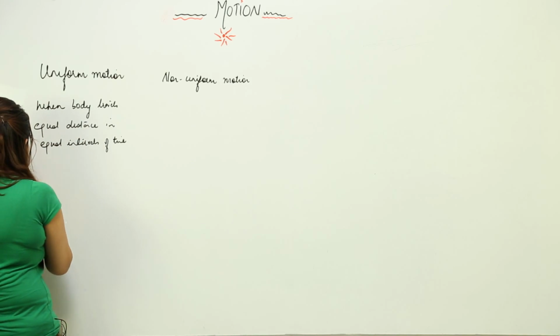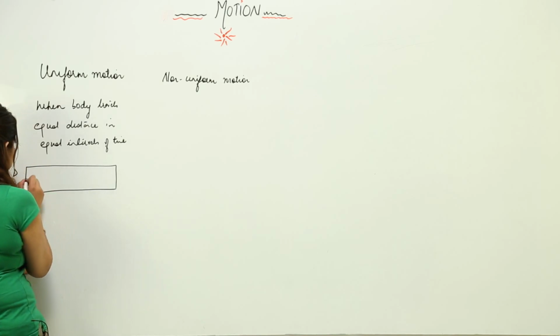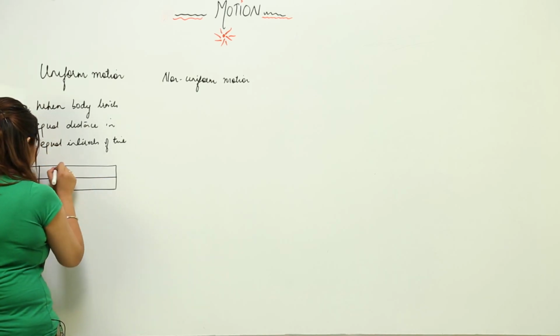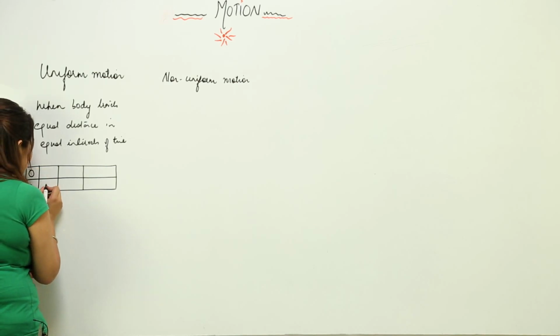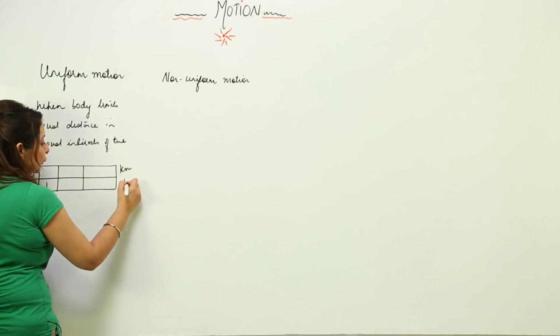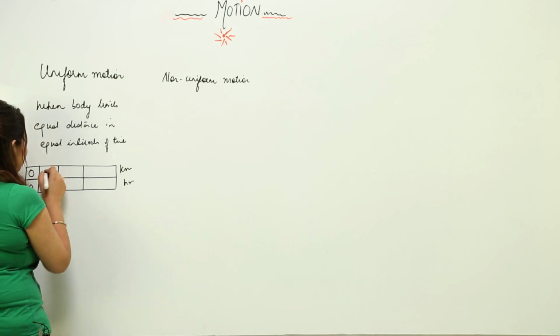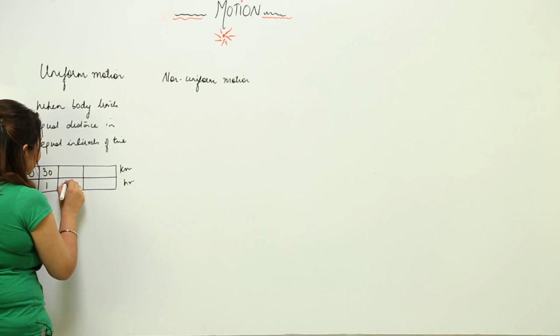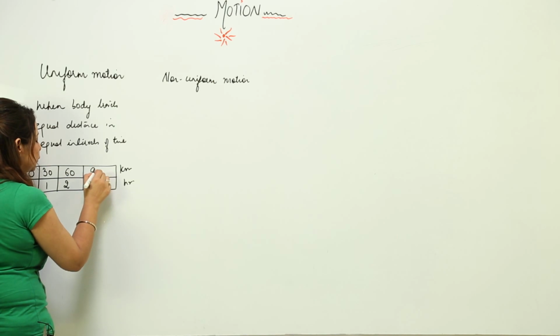For example, suppose we are going to a certain place, this is my distance, this is my time, right? When the time is 0, the distance is 0, but when the time is 1 hour, I am just going to take it in kilometer per hour. Suppose we are traveling to Delhi. When my time is 1 hour, let's say my distance is 30 kilometers. When my time is 2 hours, my distance comes out to be 60, and when the time is 3 hours, my distance comes out to be 90.